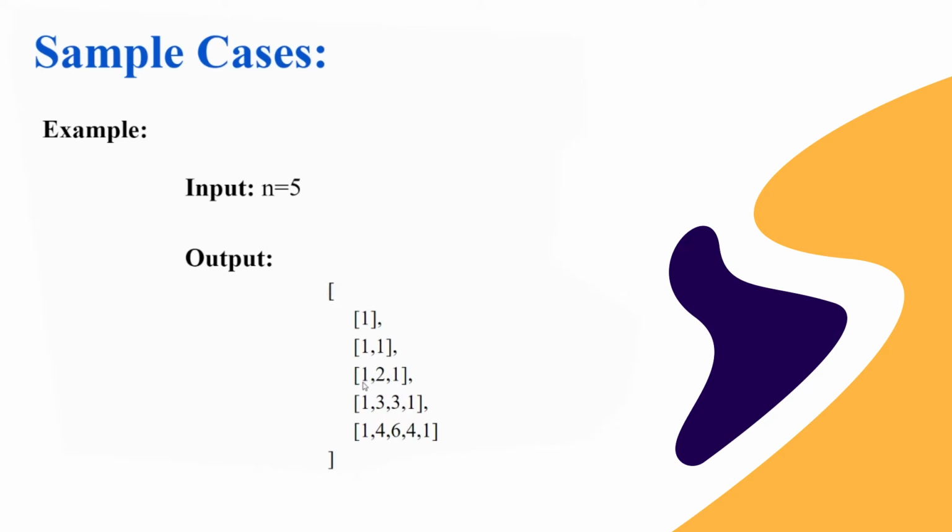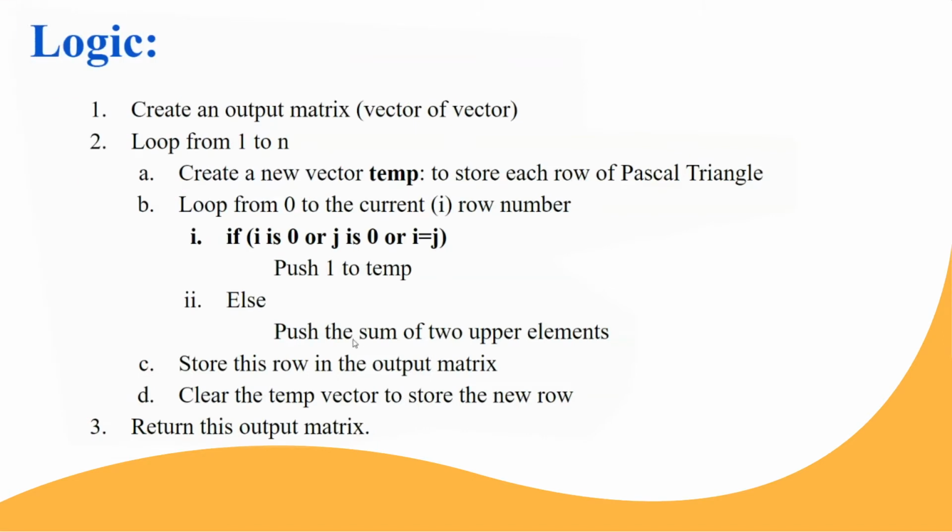It should be i minus 1, j minus 1, which is to access this 2, and j to access this 1. So hence the formula: push the sum of the two upper elements. The two upper elements we will write the code for them, and finally store this row into the output matrix and clear the temp vector to store the new row.